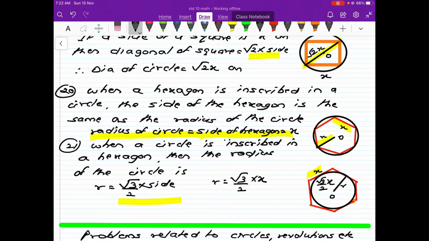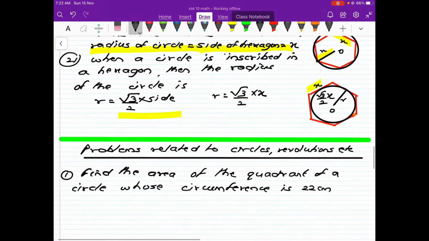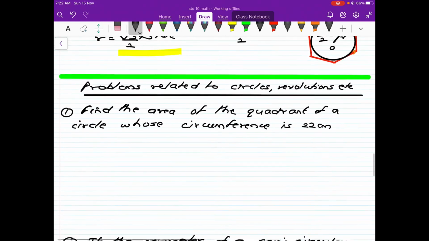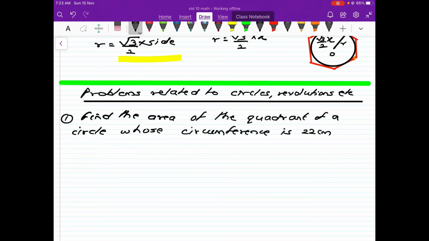Now we will start solving some sums. These are problems related to circles and revolutions. The first one is this: find the area of a quadrant of a circle whose circumference is 22 centimeters. Now if you see, the radius has not been given.